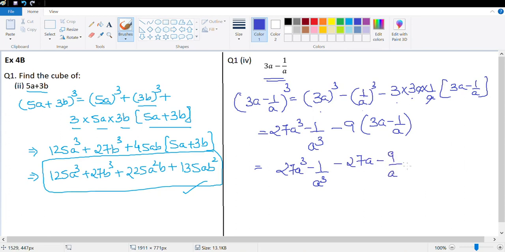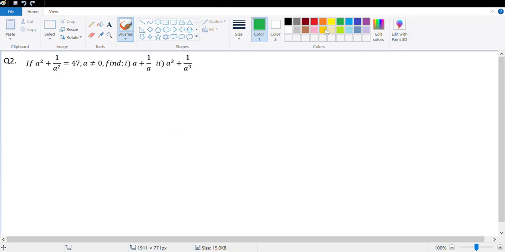That's the final answer. Let's look at our next question. The next question that we are doing is question number 2. Question 2 says if a square plus 1 upon a square is equal to 47 and a is not equal to 0, find a plus 1 upon a and a cube plus 1 upon a cube.